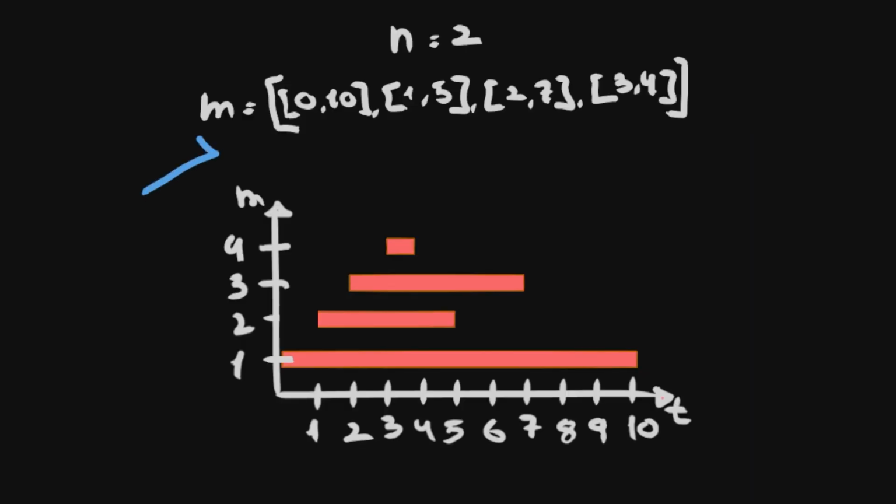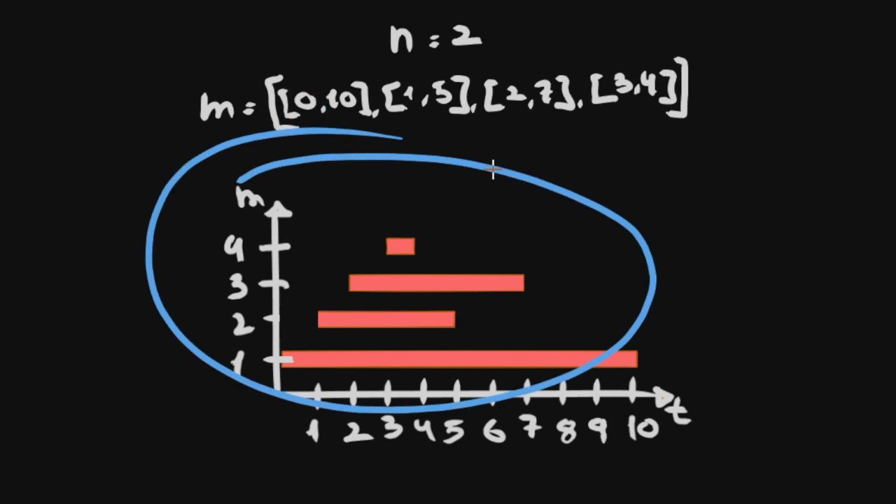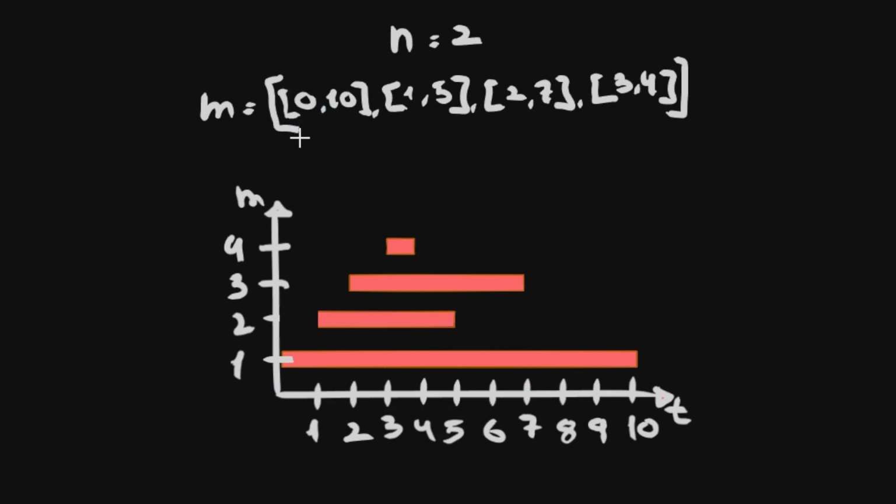Now let's say we have this input. We have these meetings. We have 2 rooms only, and these meetings are already sorted by the first element. And here you can see the visual representation of this. For example, this meeting goes from 0 to 10. The problem is here, for example, we have 3 meetings but only 2 rooms. Or even here we have 4 meetings but only 2 rooms.